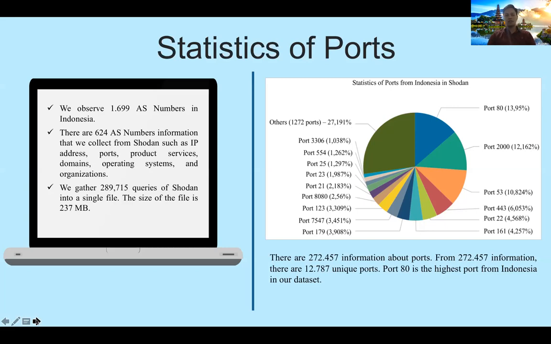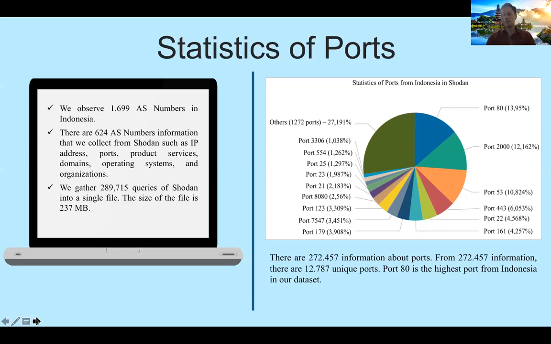There are 624 AS numbers with information that we collect from Shodan, such as IP addresses, ports, product services, domains, operating systems, and organizations. We gather 89,715 queries of Shodan into single files. The size of the file is 267 megabytes.